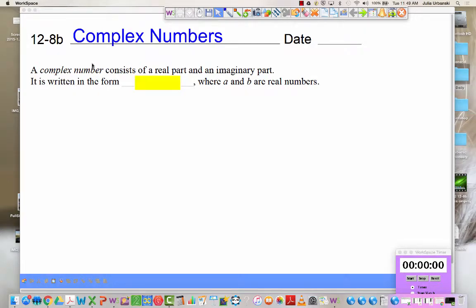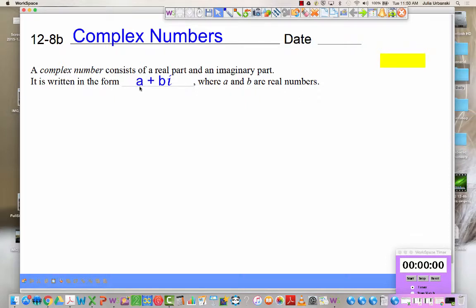This is about complex numbers, and it sounds complex, but it's not, okay? It is going to be using imaginary numbers, and that's why it's called complex, just because it's a mixture of real numbers and imaginary numbers. So copy this down, please. All right, a complex number is usually written in this way.